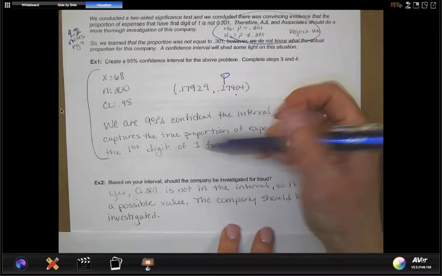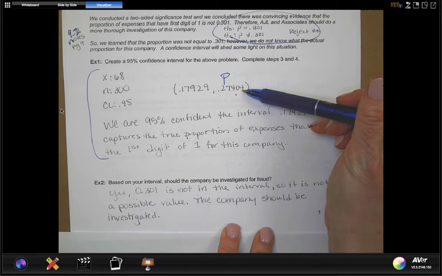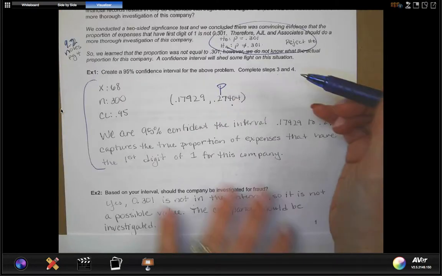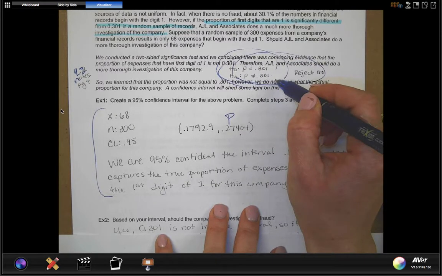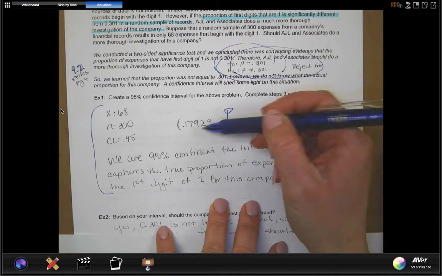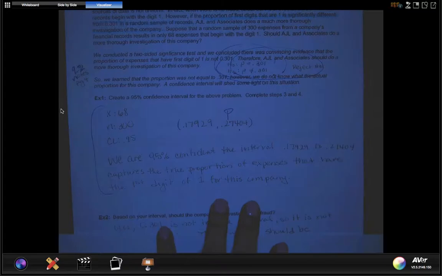So should the company be investigated for fraud? Yeah, because 0.301 is not in that interval. So it's not a possible value, so the company definitely should be investigated. So not only was I able to answer this question, so I'm rejecting H0 because it's not in here, I also have an idea of what the value is because it's somewhere in between these two numbers here, okay?